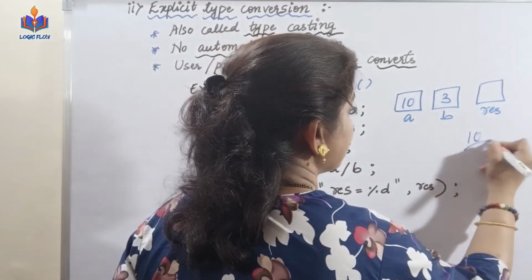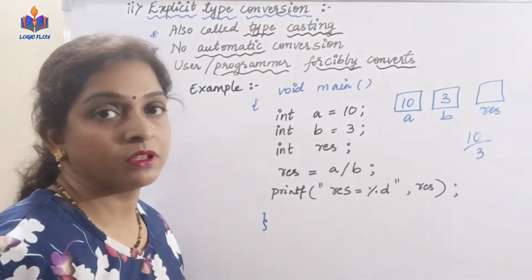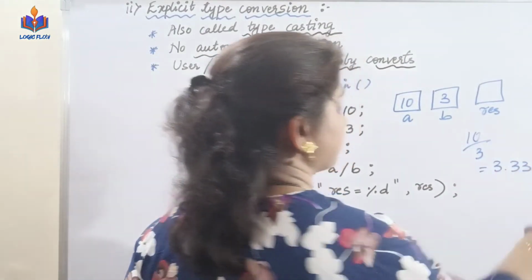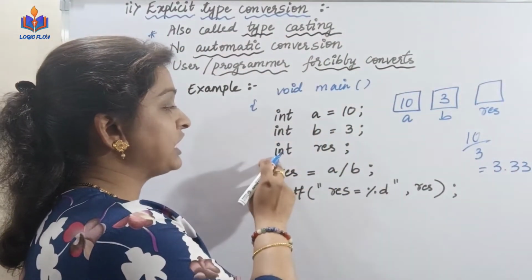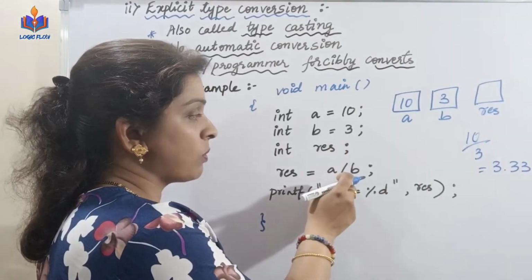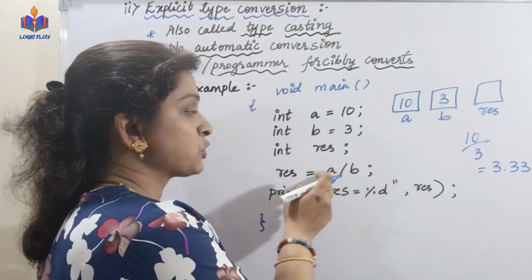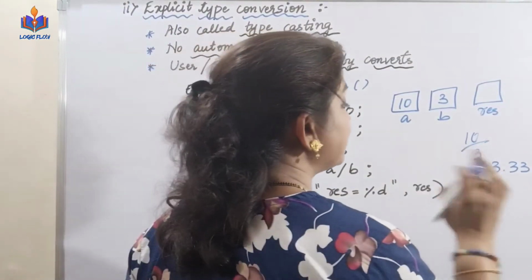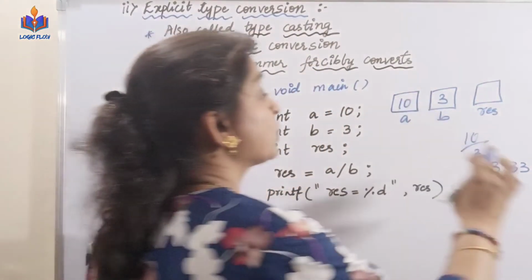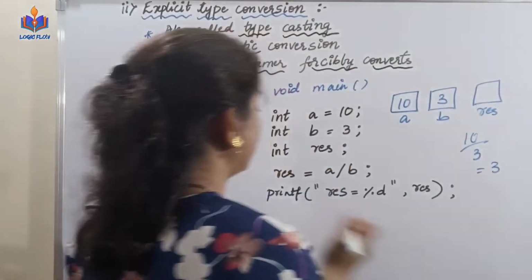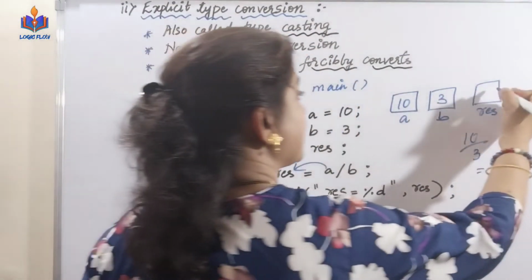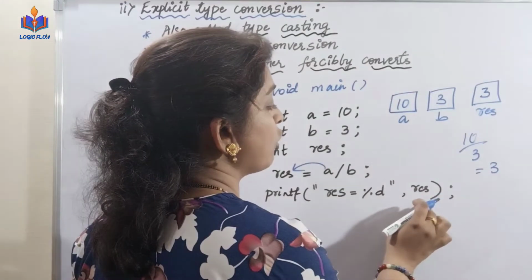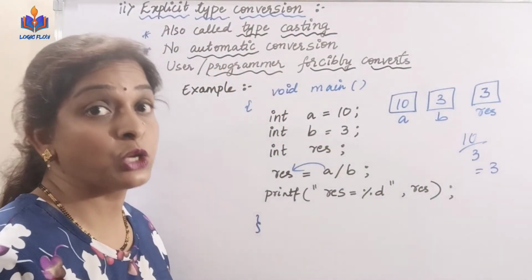So what is 10 divided by 3? We get some result in fractional form, something like 3.333. But here the result is of integer type. When I do the division operation on integer types, a is integer and b is also integer, so it is integer division, and obviously I get the result in integer format only. So it is just 3 that I am going to get, and that gets stored in res. So in res my answer will be 3. When I say printf, print the result equal to %d, print the value of res, I am going to get 3. But this is not the accurate answer.